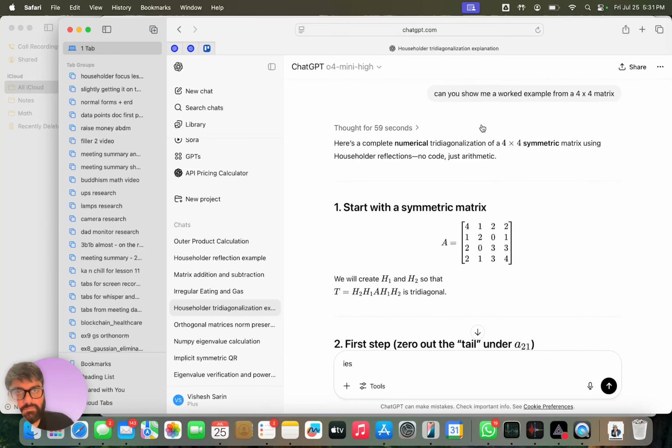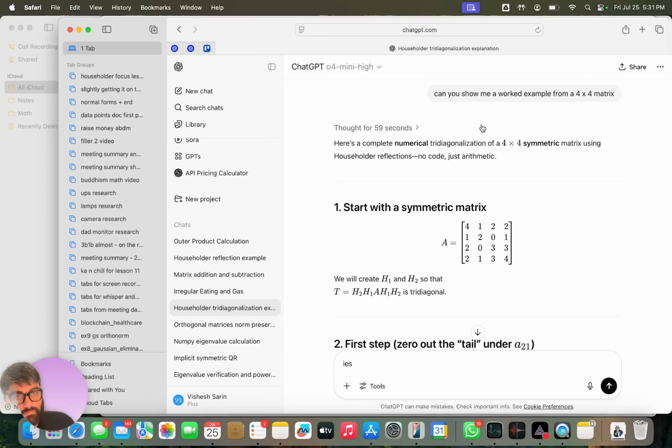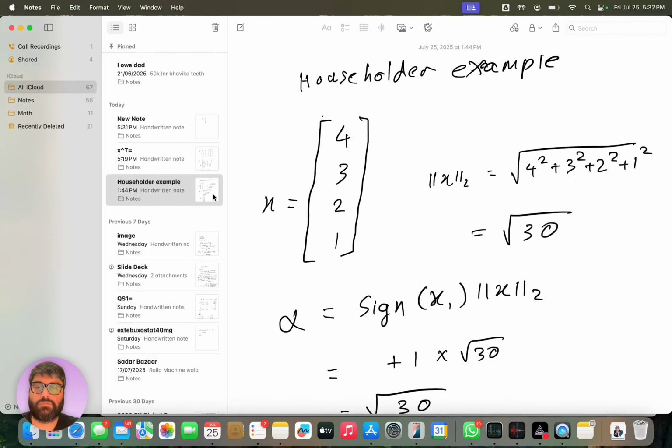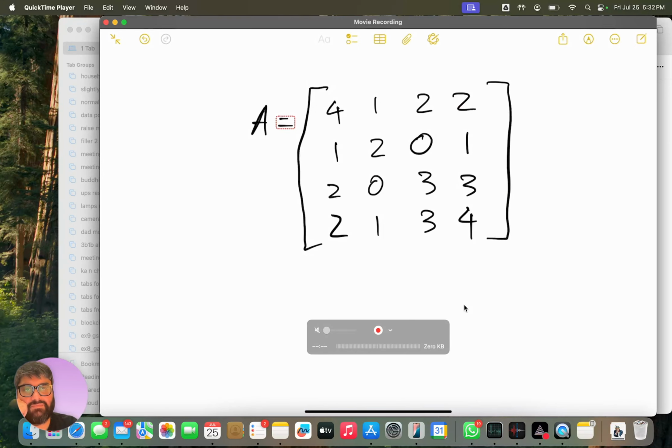All right. So it's A equals 1, 2, 2, 1, 2, 2, 2, 0, 1, 0, 3, 3, 1, 3, 4. So let's copy down over here. Hide that. It's my previous attempt.